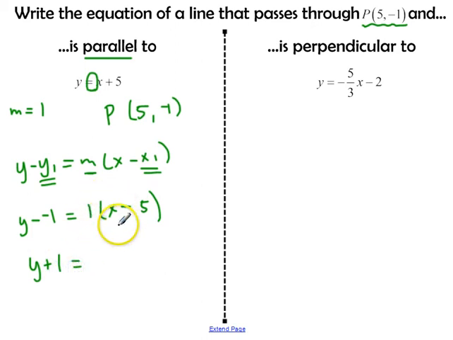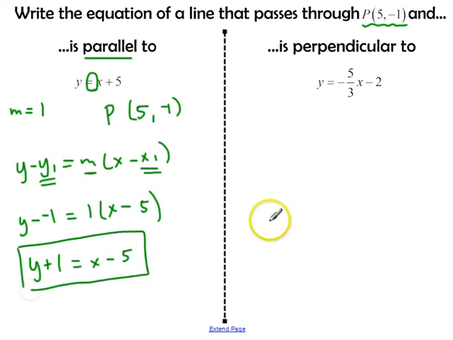Now here, you do not need to distribute. However, because our slope is a positive 1, and multiplying anything by positive 1 doesn't change anything, for this problem, we're actually just going to remove the parentheses and write x minus 5. And this is our final answer.